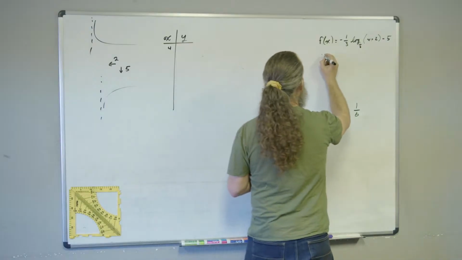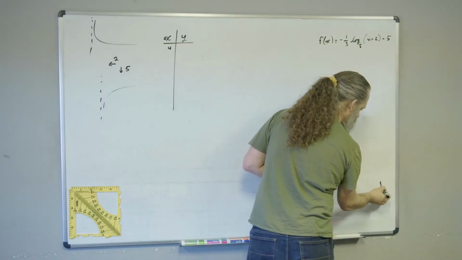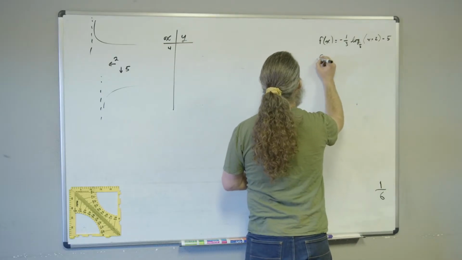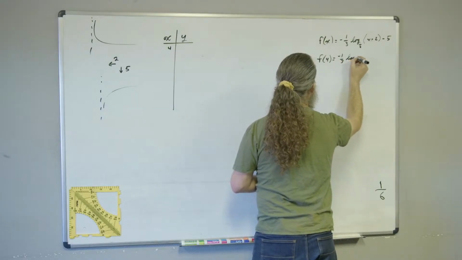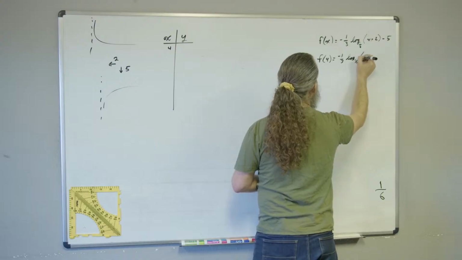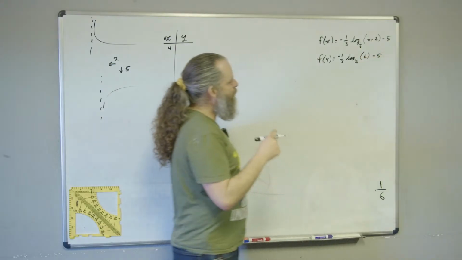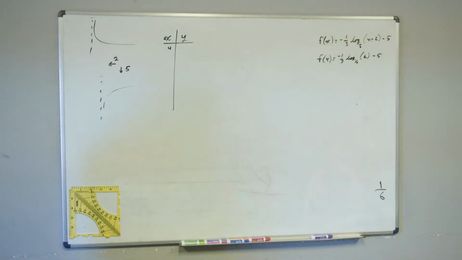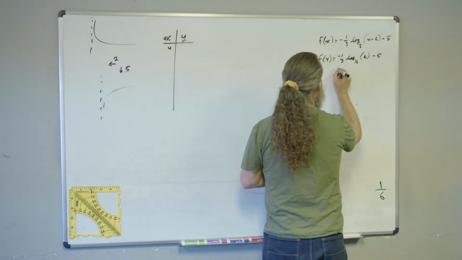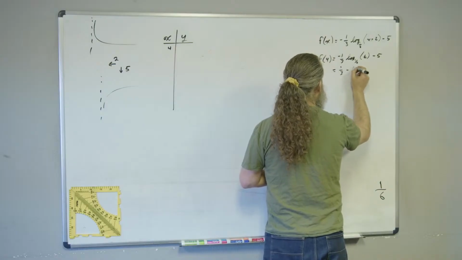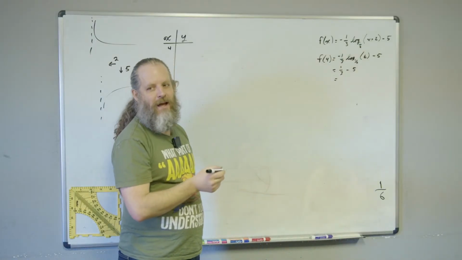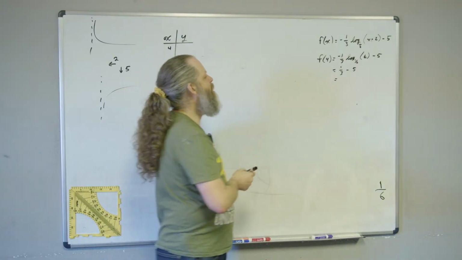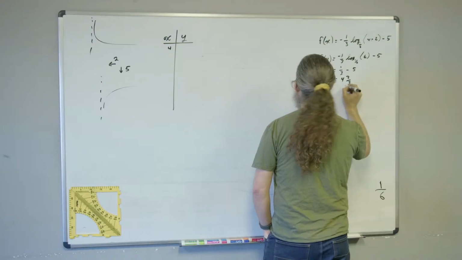So f of 4 is going to be useful. Let me put this down here. I'm going to refer back to it later. f of 4 is -1/3 times the log base 1/6 of 6. What is the log base 1/6 of 6? -1. True enough. What is -1 times -1/3? 1/3. What is 1/3 minus 5? -4 2/3. True enough.